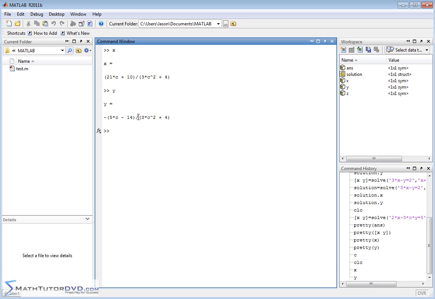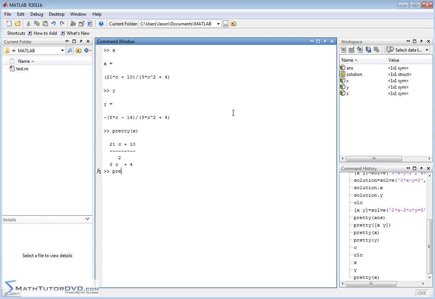And if you don't like really looking at the way this looks, you can say pretty x and pretty y, and these will be prettified a little bit: negative 5c minus 14 over 3c squared plus 4, and then you have the other one up here as well. So that is how you handle it.